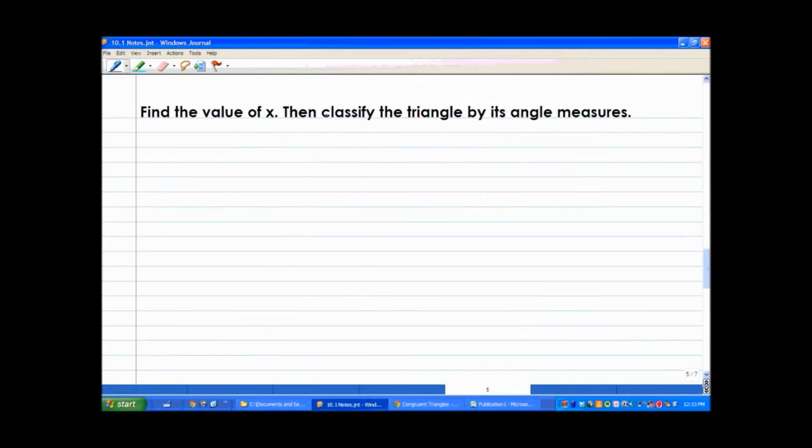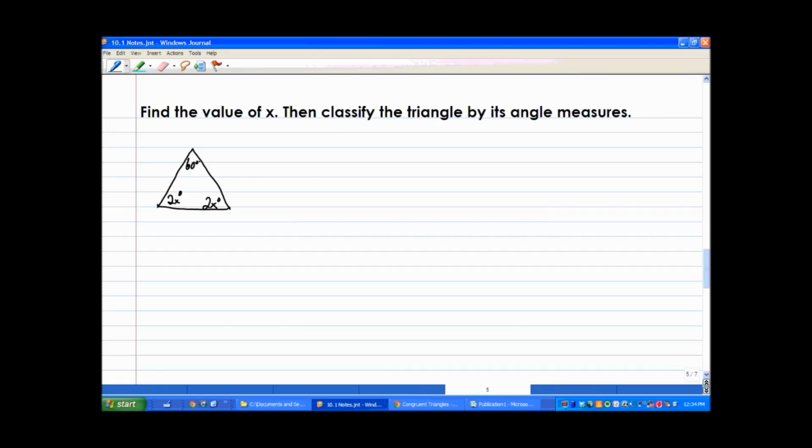Oh no, there's nothing drawn here. That's all right, I'll draw it. Find the value of x, then classify the triangle by its angle measures. So first thing I'm going to do is start with a triangle like this. Like that. And I'm going to say this is 2x degrees, this is 2x degrees, and this is 60 degrees.